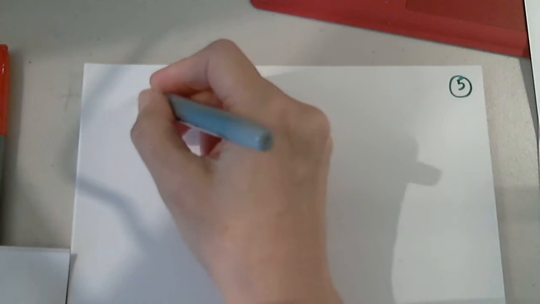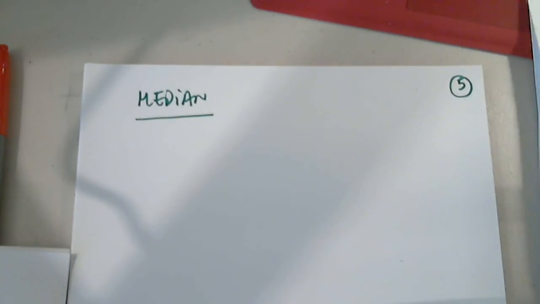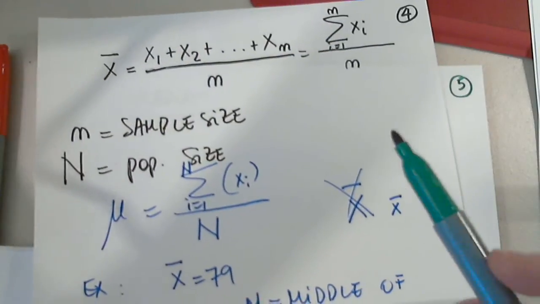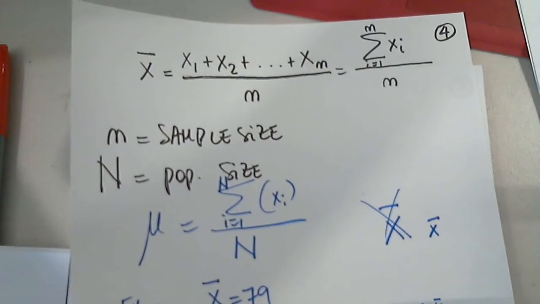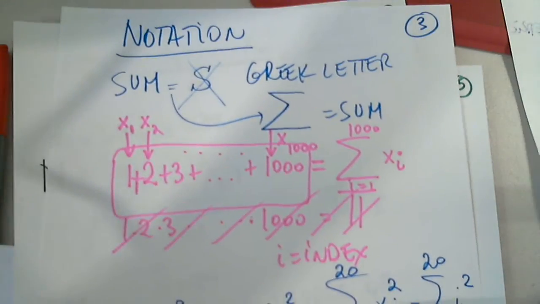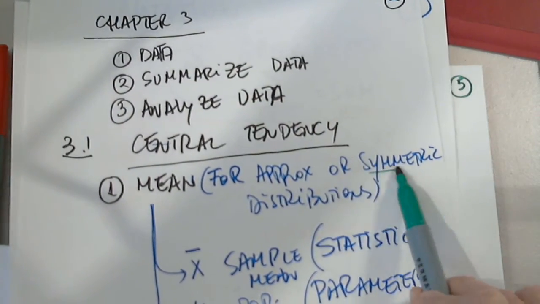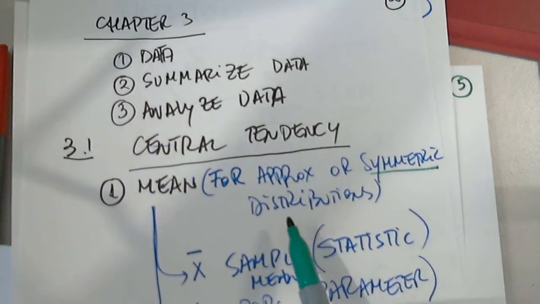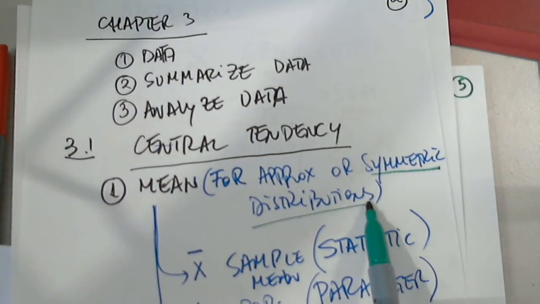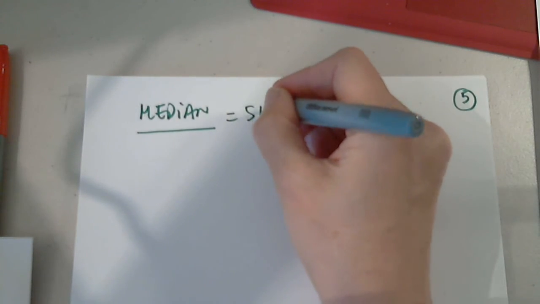So let's talk about the median for a moment. We said that the mean is used for approximately symmetric or symmetric distributions. When do we use the median? The median is normally used for skewed data.